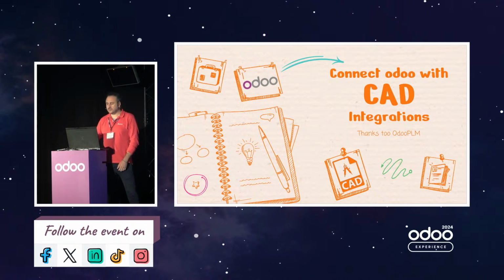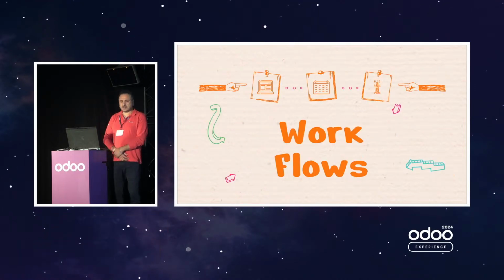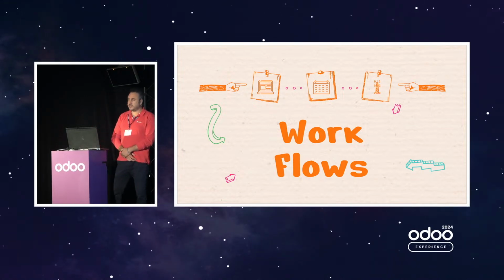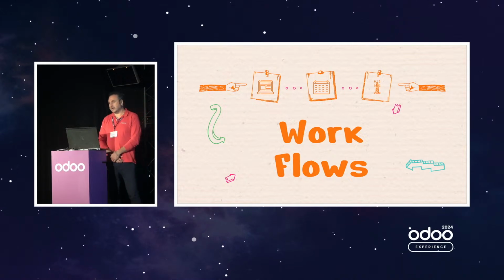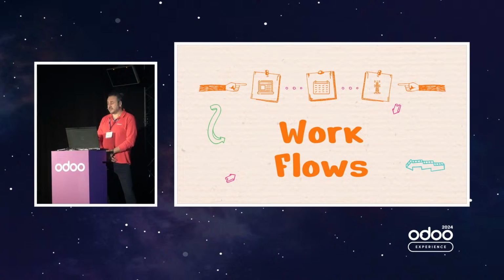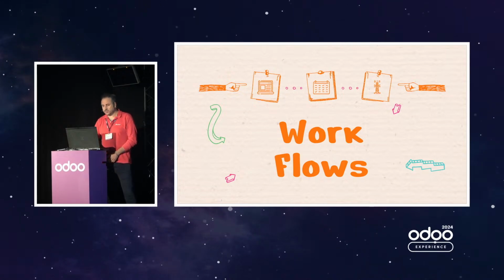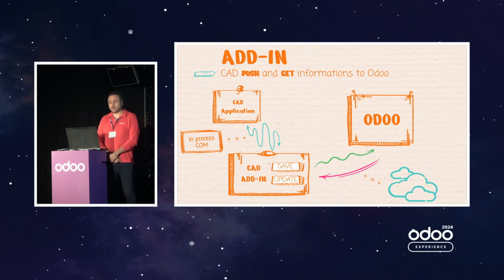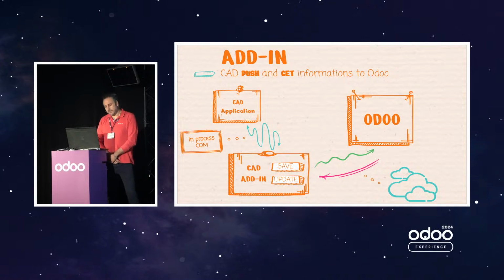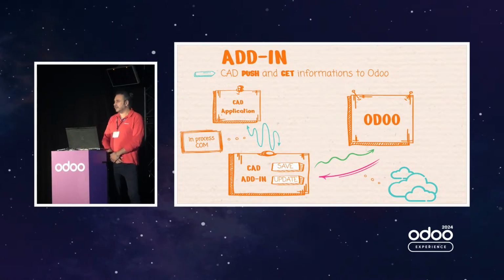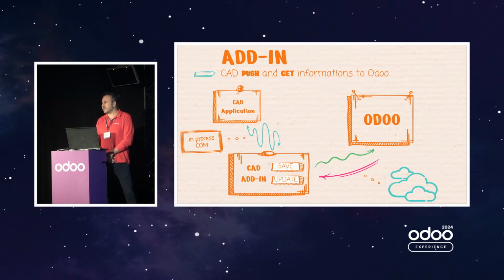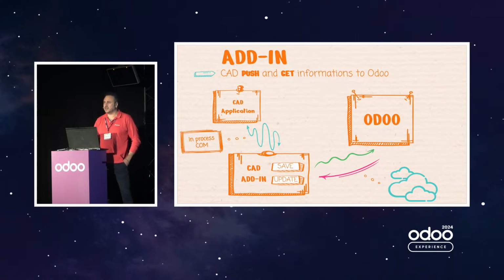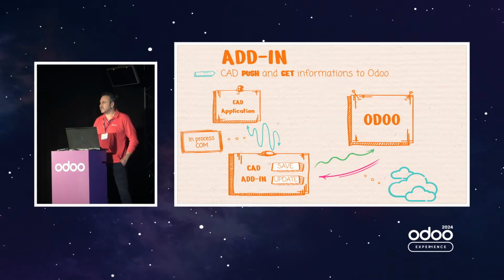First of all, we need to understand the workflow that is used when we decide to get the data from the CAD application and transfer it into Odoo. There are some ways to do that, and one of them could be this one. We use the capability of the CAD application to extend its functionality by using an add-in, which is a special way to create extensions in a CAD application. Using this, we can use the in-process way to communicate with the CAD application.